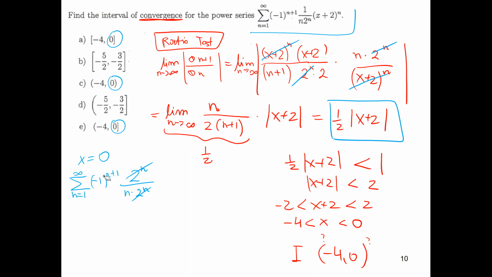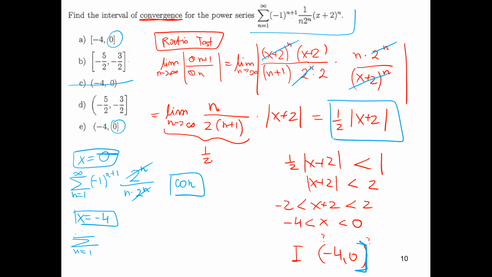Do you remember the alternating harmonic series is actually convergent? Yeah? By AST, of course, because 1 over n is positive, the limit is 0, and it is decreasing. That means this is convergent, so I can include 0, which means this is not an option. I still have to check whether I'm including -4. Let's check x equals -4.